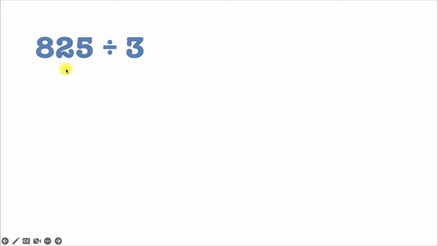So here's the example that we're going over. 825 divided by 3. But before we can actually do any division, we have to change this notation. I guess you could call this the standard division notation, but we have to change it into the long division notation. And before we can do that, we need to make sure that we know what number is what. In other words, which number is the dividend and which is the divisor. In this notation, the first number here is the dividend. And this number here, the second number, is the divisor.